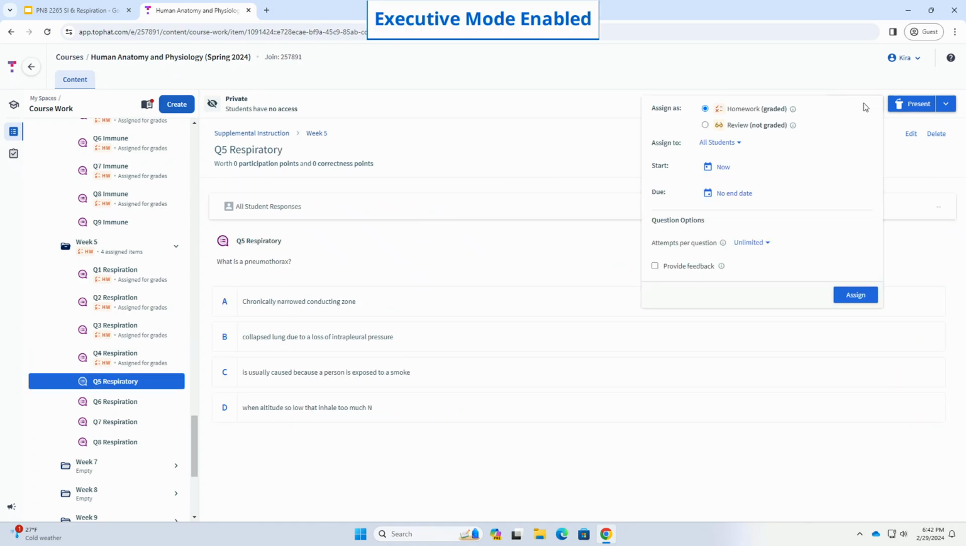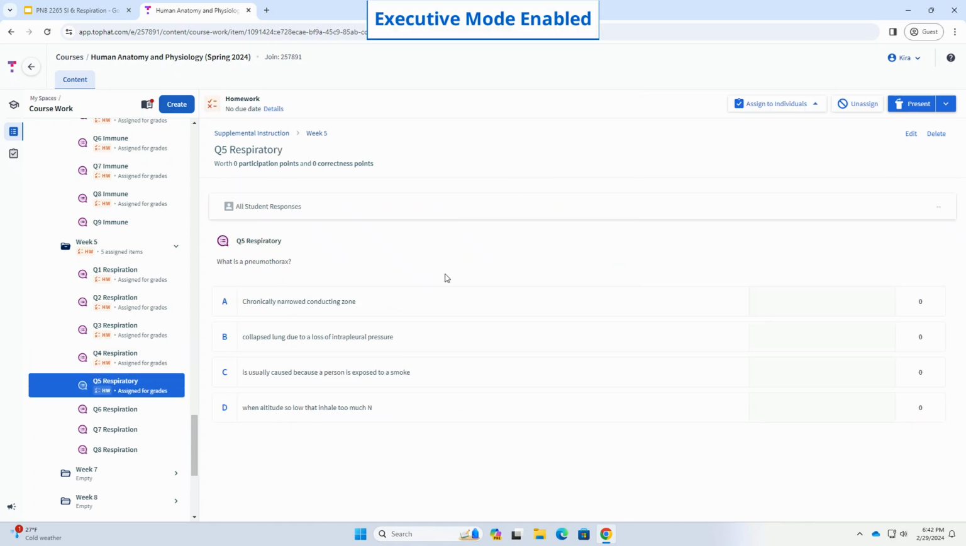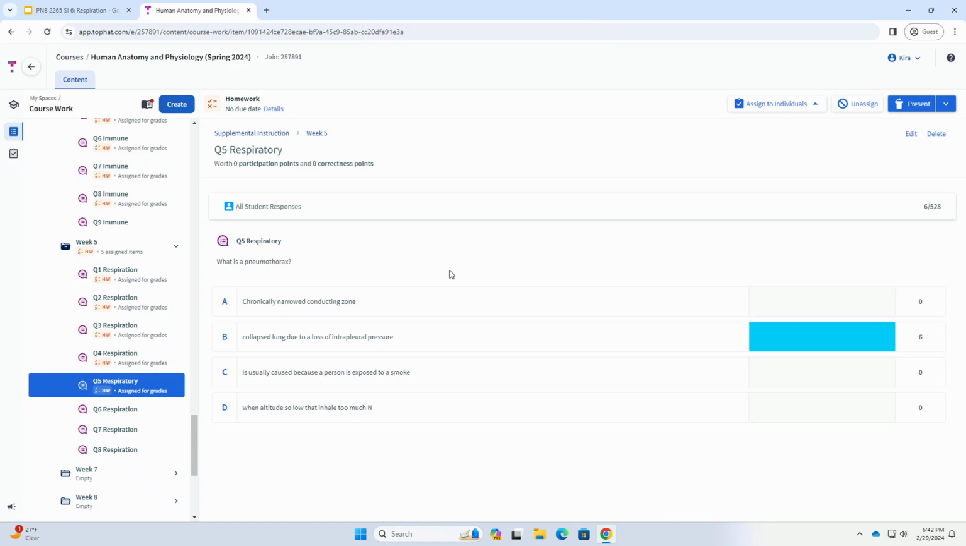What is a pneumothorax? I didn't go over this, but thought I'd throw it on there. Yeah, so I don't think I put the correct answer in, but that is correct.